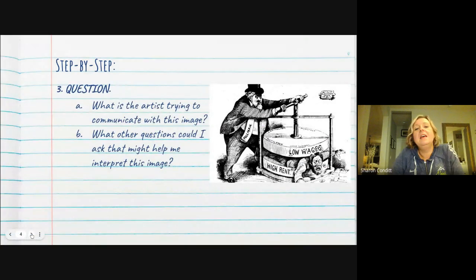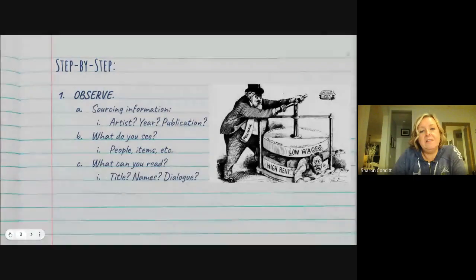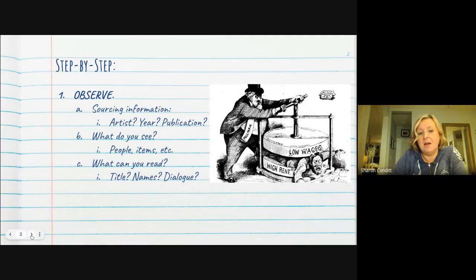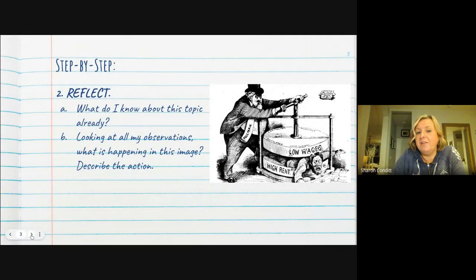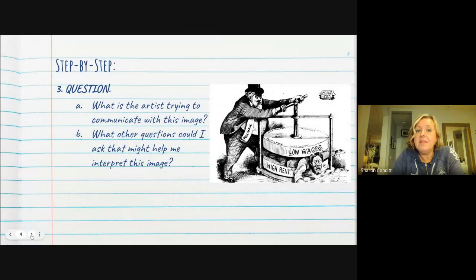And then I come back to the next step, which is to question. So we've gone from observe, tell me exactly what you see, to reflect, what I already know and can I describe what's happening. And then we move into step 3, which is to question, where you're really trying to get at what's happening here. So in 3A, what's the artist trying to communicate with the image? Basically, what's the overall message? What's the artist trying to tell you is happening? And then in 3B, what other questions could I ask that might help me interpret this image?